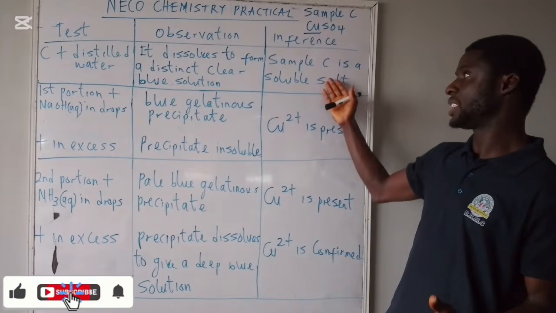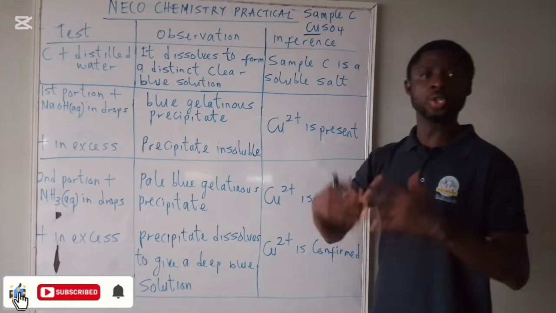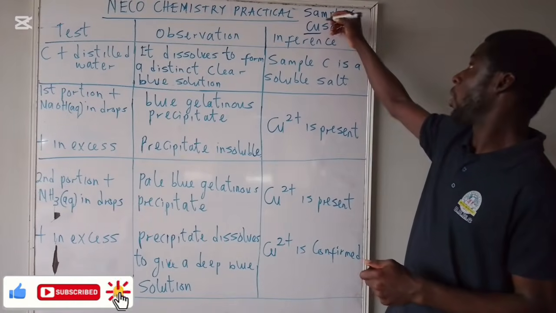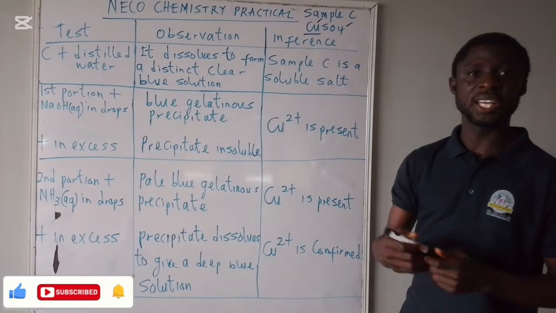And what will be our inference? Because it dissolved, our inference is that our sample C is a soluble salt. Now, the next thing that I want to do is to test for the copper ion. Then we will also test for the sulfate ion.